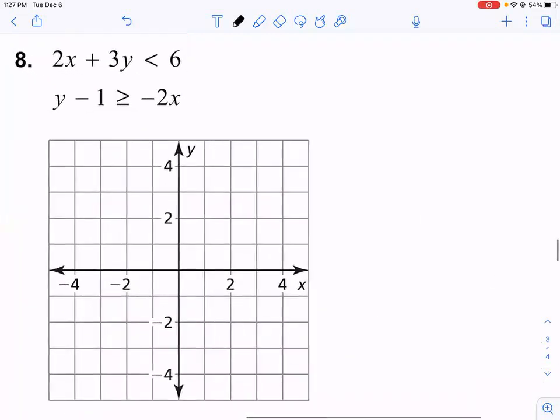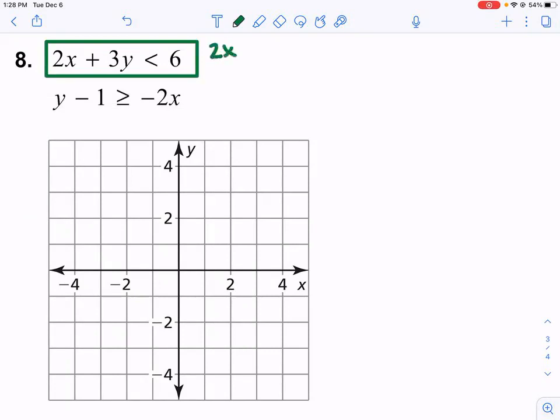Before we part ways, we're gonna go through number 8, just so we can go through a couple of problems that are not in slope-intercept form. Okay, so for the purpose of graphing these, I'm gonna do this one in green. I love color coding things. I don't know if you've noticed that. So 2x plus 3y equals 6. Let's just make it an equals for right now.